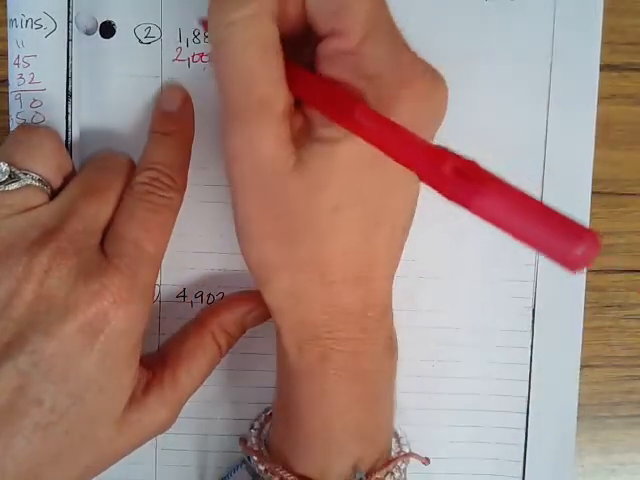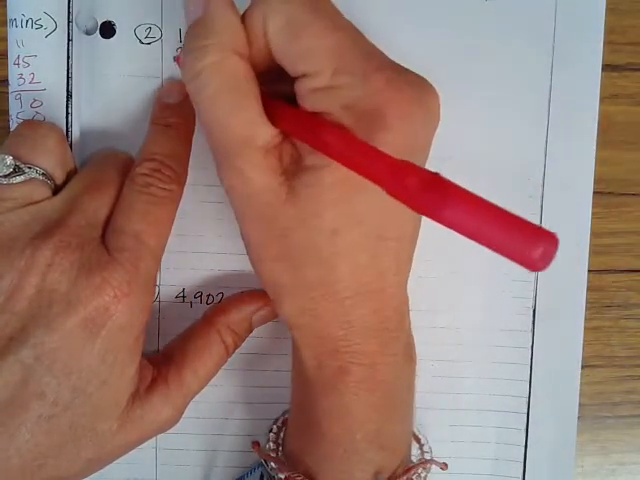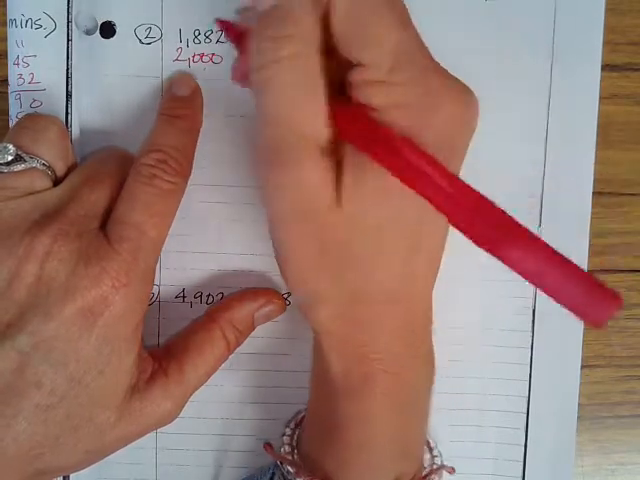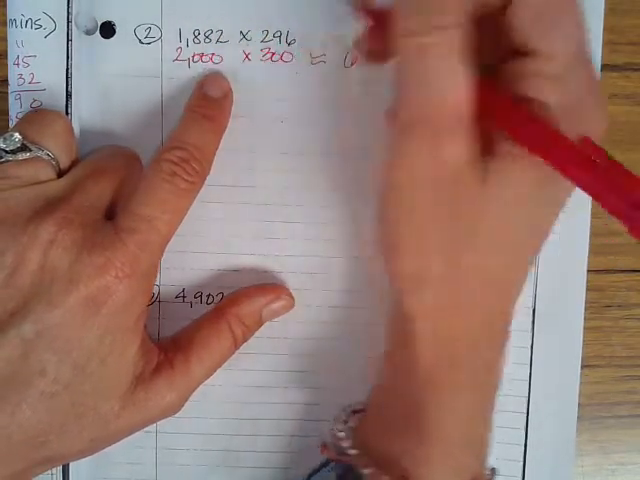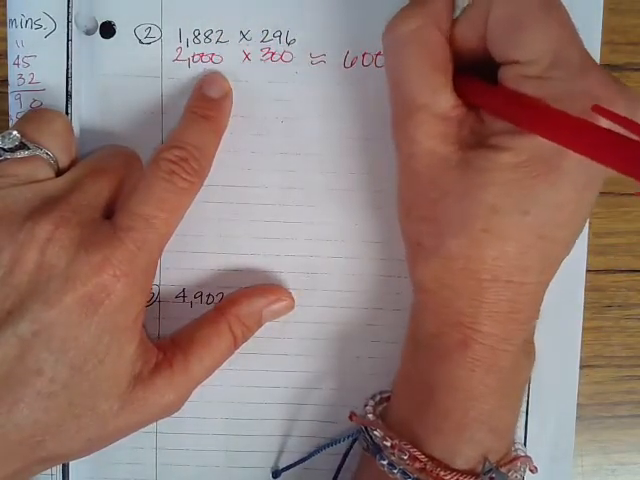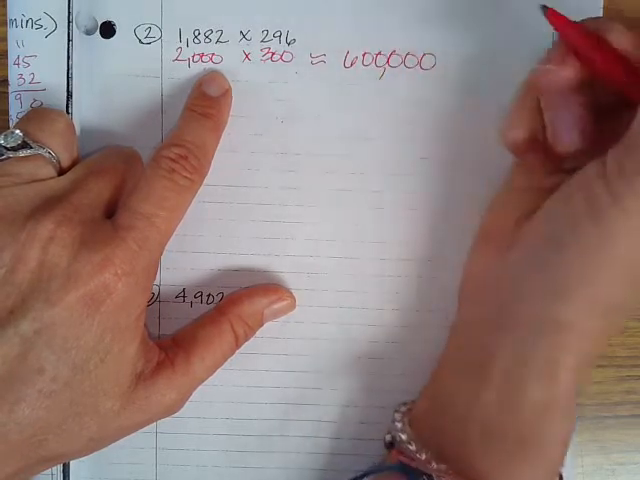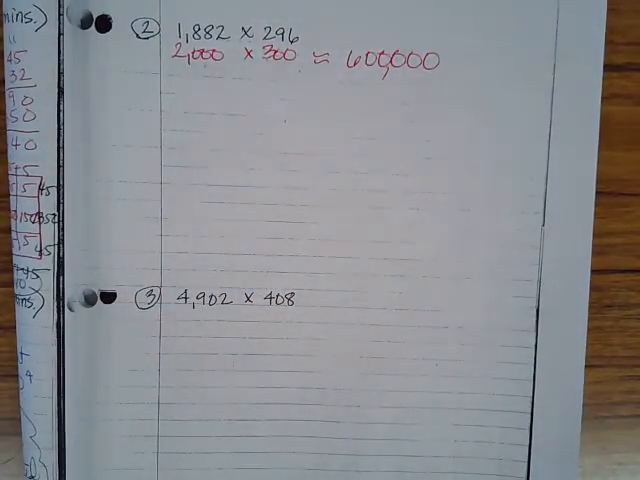So let's go ahead and do our estimation. 2 times 3 is 6, and I'm going to have 1, 2, 3, 4, 5 zeros. So our estimated product is 600,000.